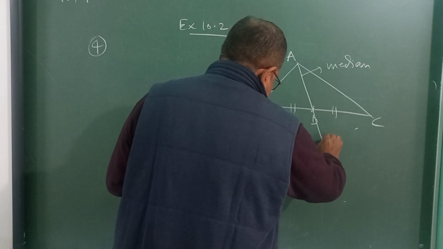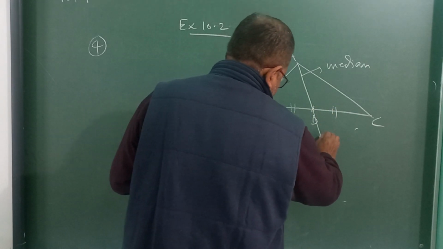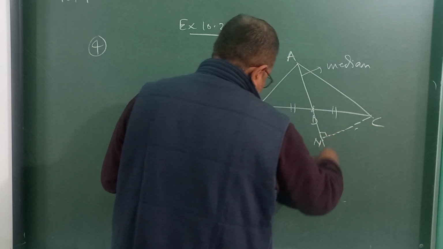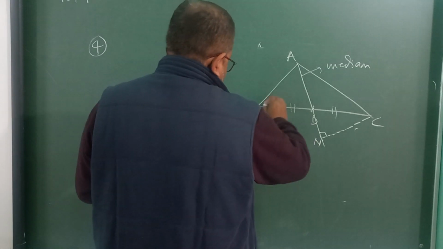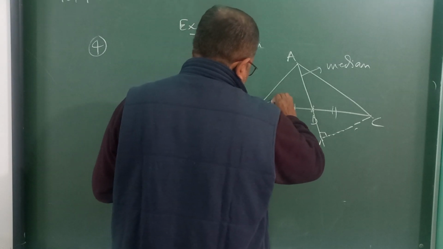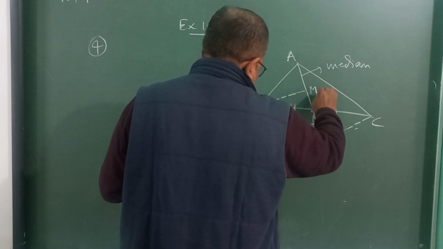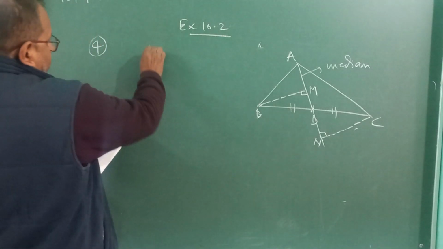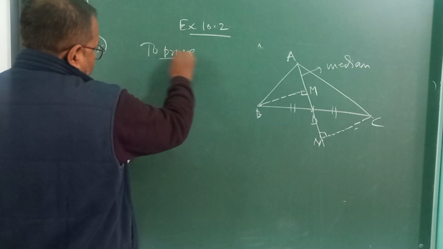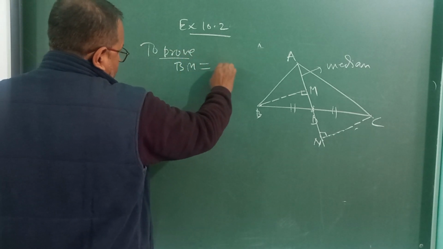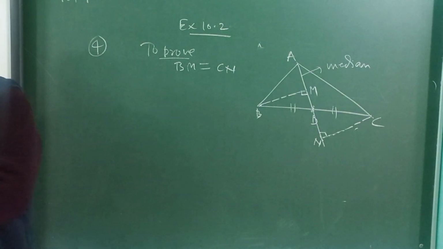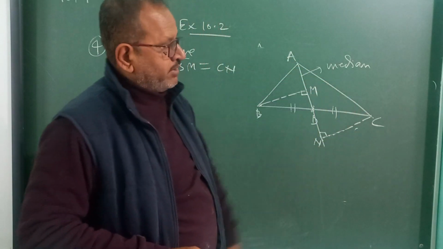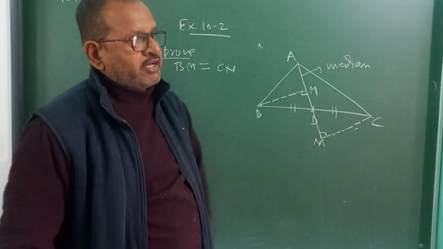Produce AD and draw perpendicular from C. It is CN. And draw perpendicular from B on AD. It is BM. This figure is given. We have to prove that BM is equal to CN. BM is this perpendicular, CN is this perpendicular. We have to prove these two perpendicular lengths are equal.